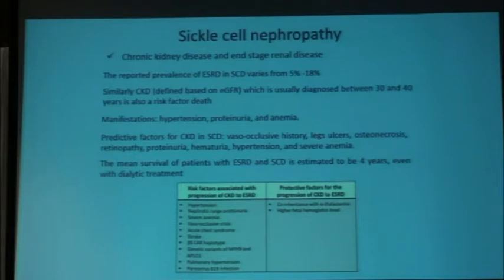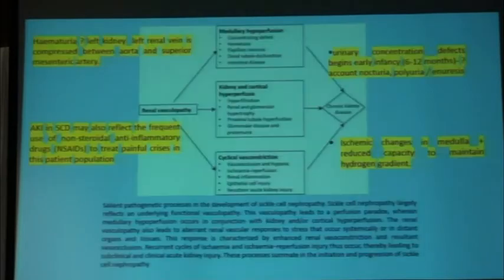Some of the other risk factors include particularly the Central African Republic haplotype, the Bantu haplotype, and also APOL1, which are also risk factors that have been described. But also something that is quite common is parvovirus B19 infection. This is very common. Even though there could have been some immunization, it is not made available, and that is actually a major problem in sickle cell patients.